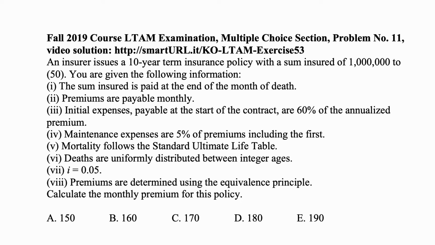Mortality follows the standard ultimate life table, which you can find at smarturl.it/SULT. Deaths are uniformly distributed between integer ages. Interest rate is 5%, which is the interest rate used in the standard ultimate life table for calculations of actuarial present values. Premiums are determined using the equivalence principle. Calculate the monthly premium for this policy.